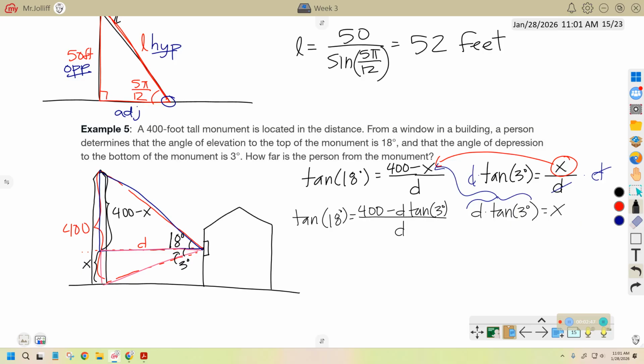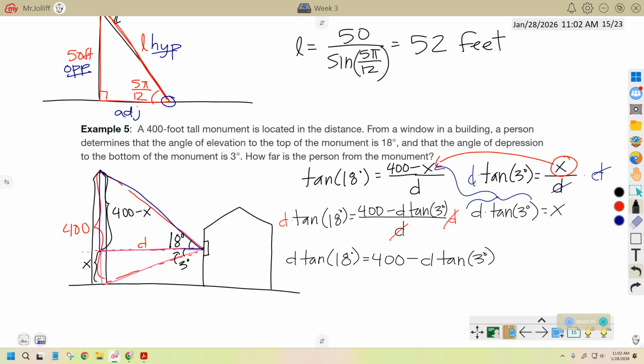I, as a mathematician, do not like fractions. What could I do to get rid of that fraction? Multiply. Same thing we did before. Let's multiply both sides by d, so that those guys cancel. It doesn't look pretty, but if I can convince my brain that tan 18 and tan 3 are just numbers, which they are, this is a linear equation in d, just like you saw in Math 1 and Math 2.